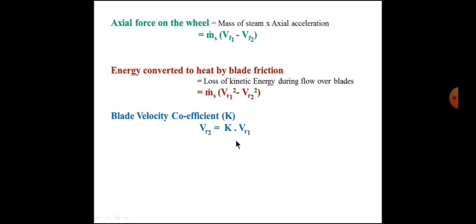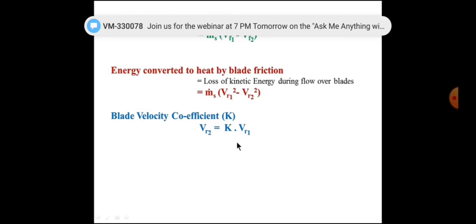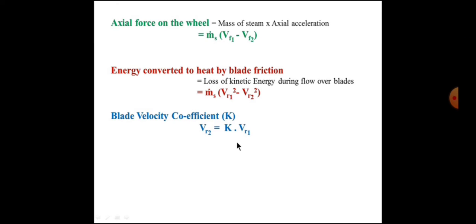So K is nothing but the blade velocity coefficient. In an impulse turbine, if the friction is neglected, the relative velocity will remain unchanged as it passes over the blades. In general practice, the flow of steam over the blades is resisted by friction. The effect of the friction is to reduce the relative velocity of steam as it passes over the blades. In general, there is a loss of 10 to 15% in the relative velocity.